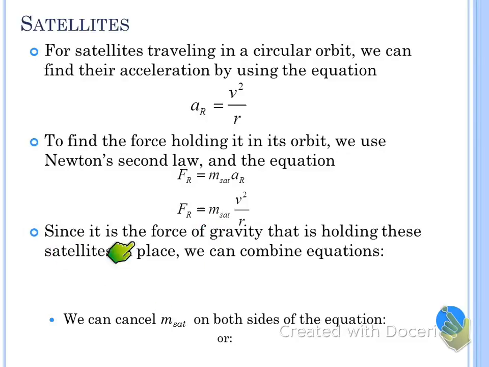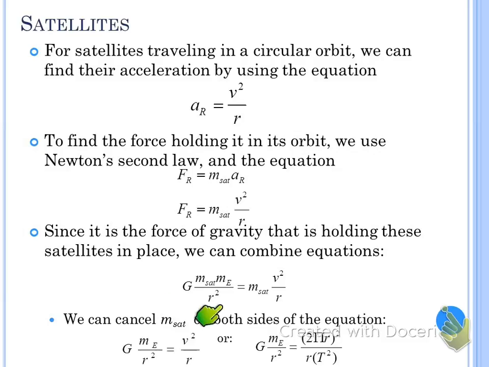Since the force of gravity is what's holding these in place, we're going to combine a couple of equations. This is centripetal force, but it's not really centripetal force that's holding it in place. This time it is the gravitational force from the Earth that's holding it in its circular orbit. So we're going to do a little substitution here. This is the FG equation. FG equals big G m1 m2 over r squared. This is centripetal force. So we can combine these two equations, and our last step is we're going to cancel out the mass of the satellite on both sides, which leaves us with this equation.